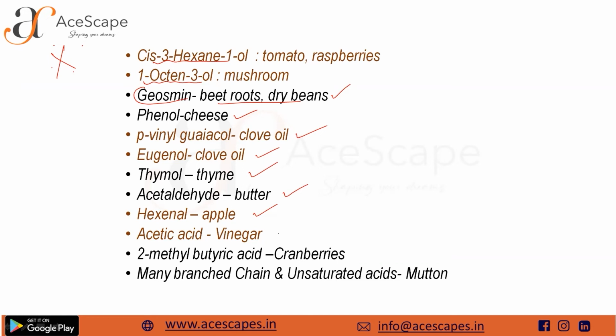Acetic acid, you all know, is in vinegar. And in cranberries, the flavoring compound is 2-methyl butyric acid. And if you are taking mutton, there are many branched chain and unsaturated fatty acids which are responsible for its flavor. So this is very, very important. We have to learn it. Okay, till this, is it clear?